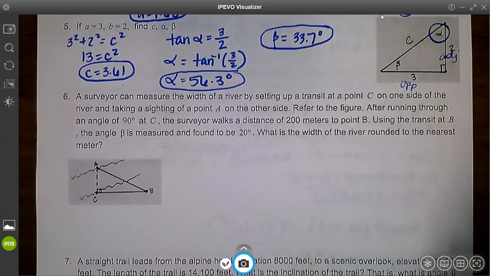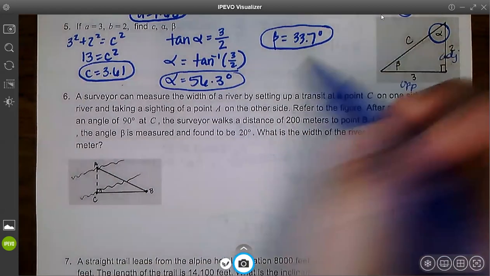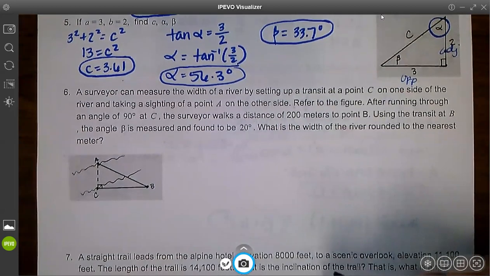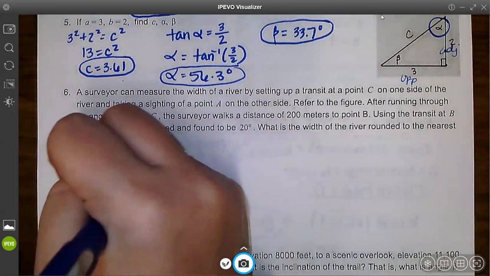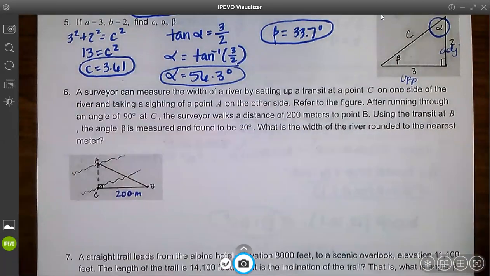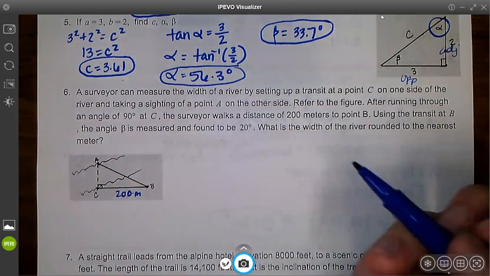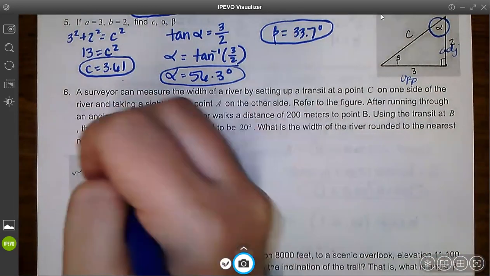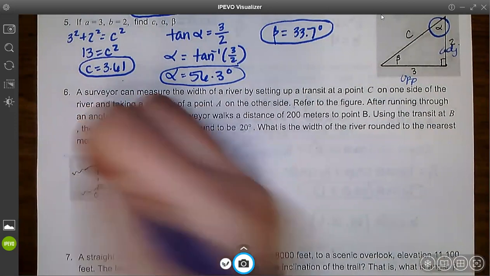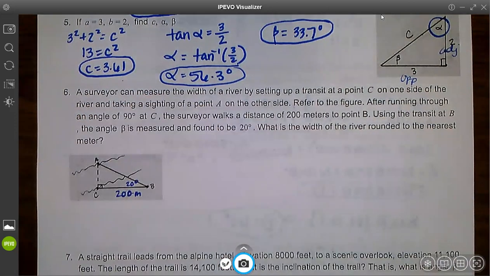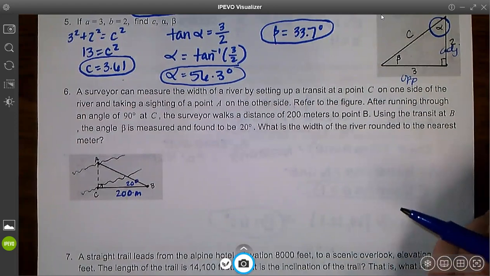The surveyor can measure the width of the river by setting up a transit at point C on one side of the river and taking a sighting of point A on the other side. After running through an angle of 90 degrees at C, the surveyor walks a distance of 200 meters to point B, so that makes this 200 meters. Using the transit at B, the angle beta is measured and found to be 20 degrees. So that's this angle here is 20 degrees. What is the width of the river rounded to the nearest meter?